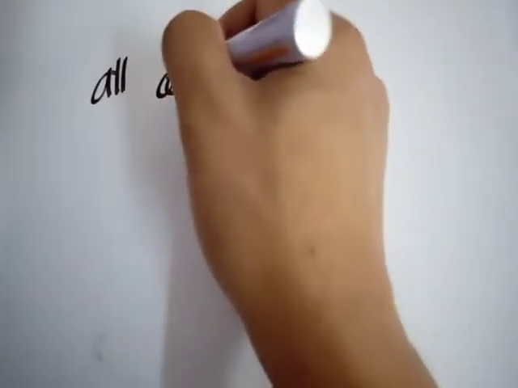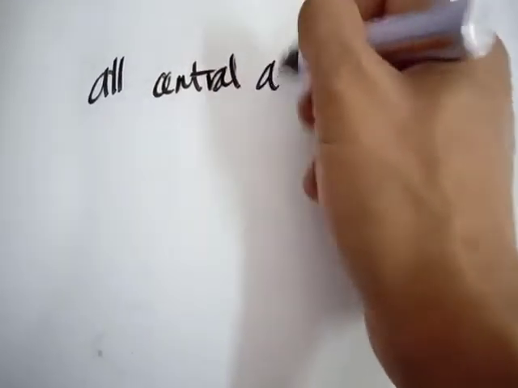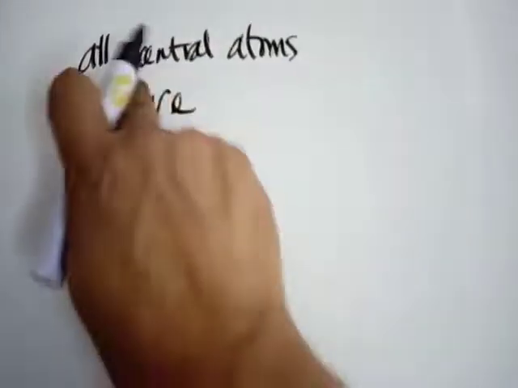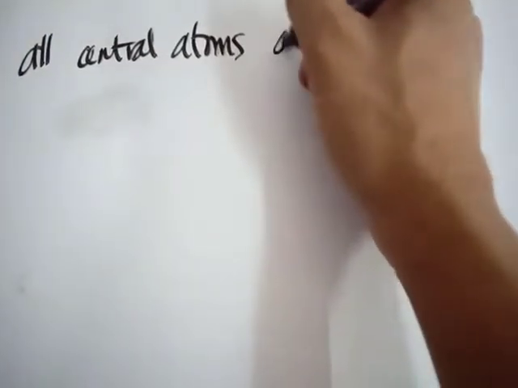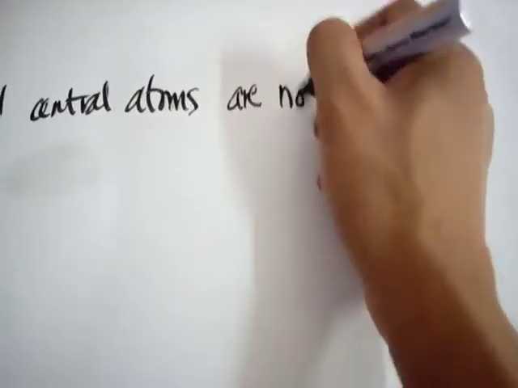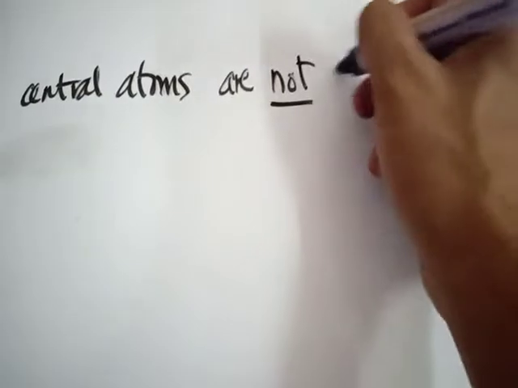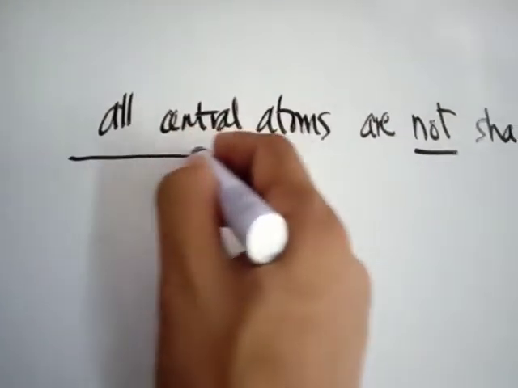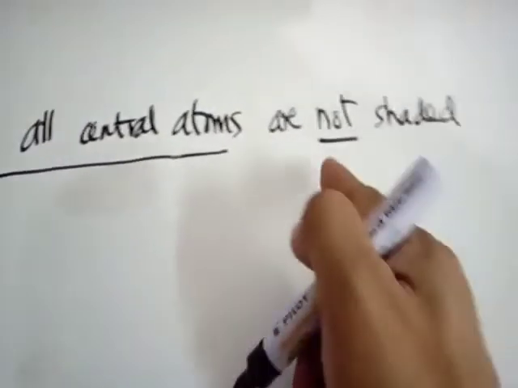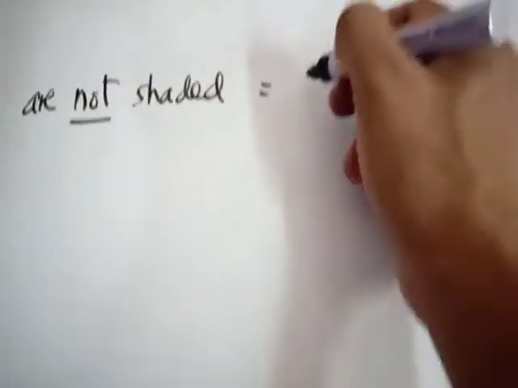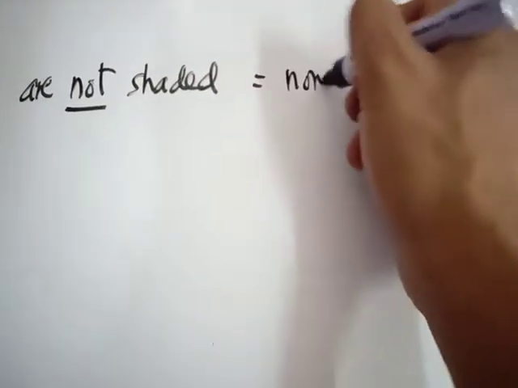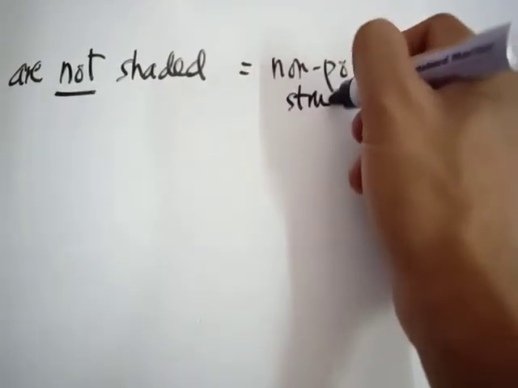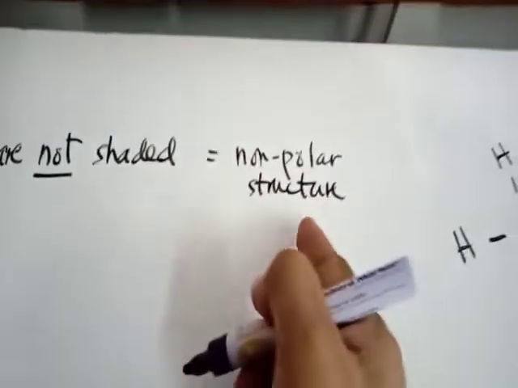All central atoms right here are not shaded. All central atoms are not shaded. Then the structure is a non-polar structure or non-polar molecule.